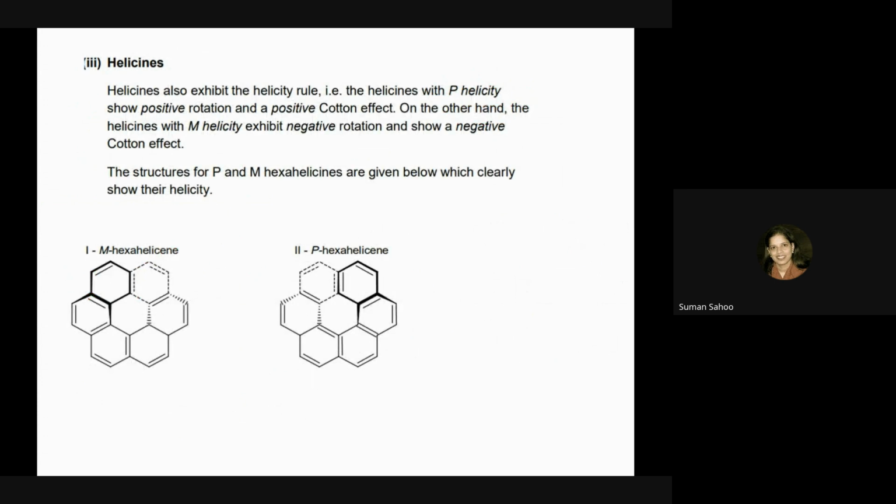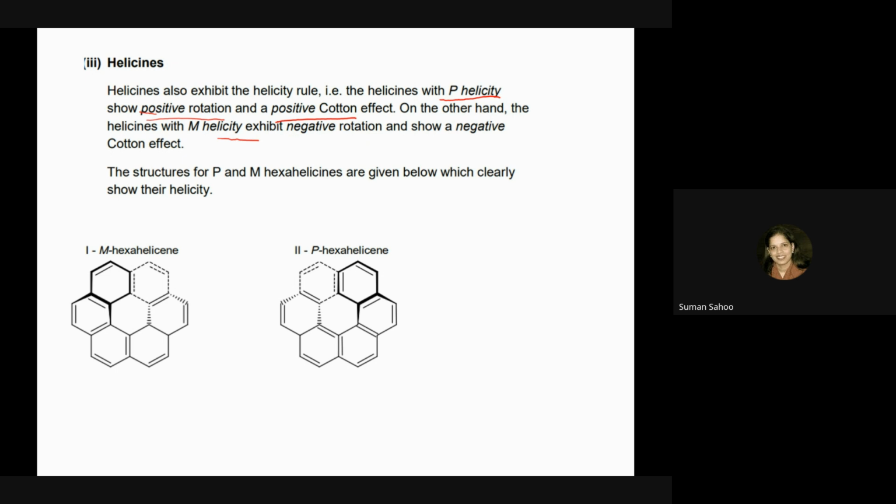Next one is helicins. In the last class, we considered what helical chirality is. We have discussed central chirality, having a chiral center, axial chirality, planar chirality, and helicins. So helicins also exhibit a helicity rule. Here we know there is one rule: helicins with P helicity show positive rotation and positive Cotton effect. On the other hand, helicins with M helicity exhibit negative rotation and show a negative Cotton effect. So P would give you positive Cotton effect and M would give you negative Cotton effect.